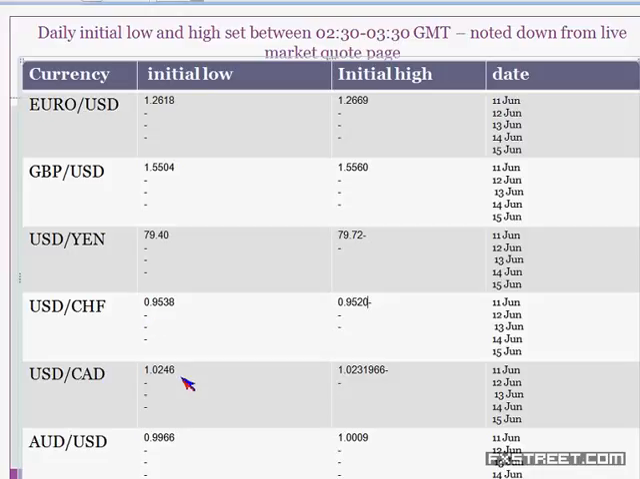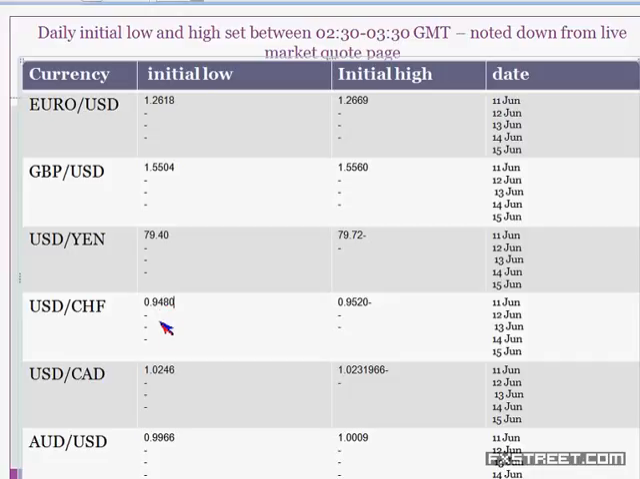CHF, the initial low was strongly tied 94.80.